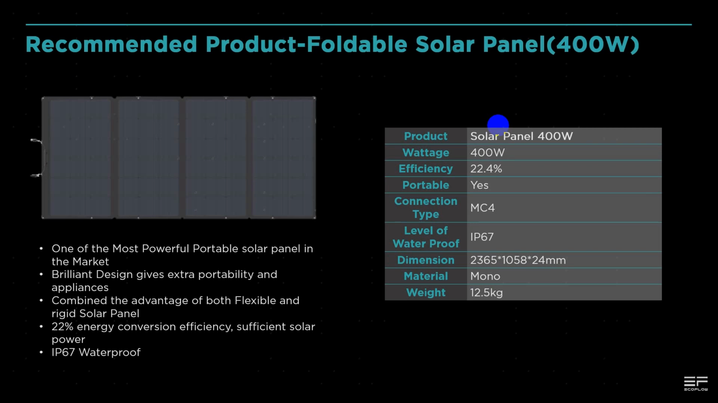And from the right side, you can check the details of the solar panel. The power is 400 watts. The efficiency is 22.4%, and it is portable. The connection type is MC4. The level of waterproof is IP67. The material is mono.